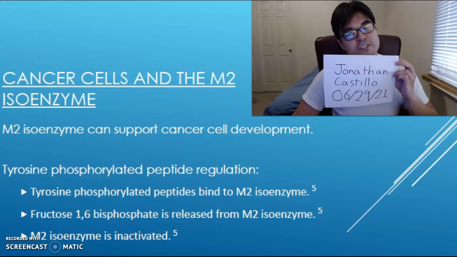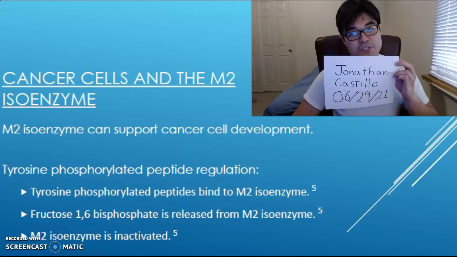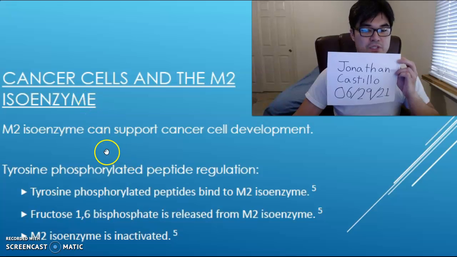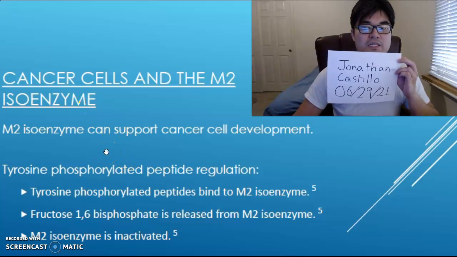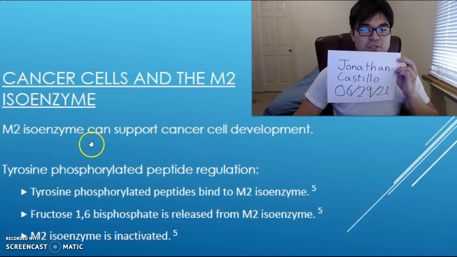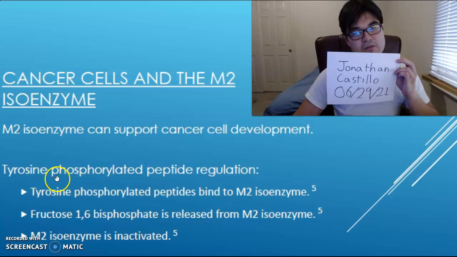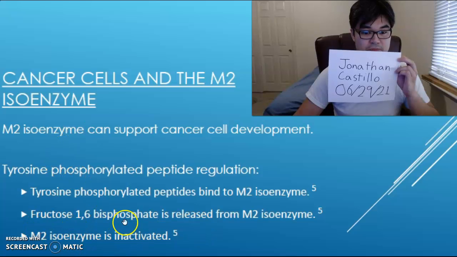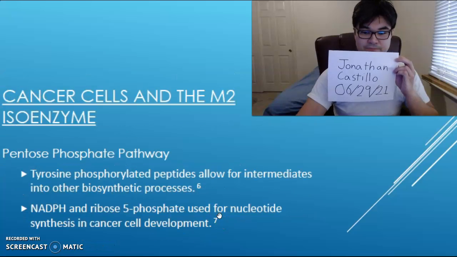Now, the preferential expression of pyruvic kinase type M2 over pyruvic kinase type M1 involved in cancer cells is mainly due to how the isoenzyme M2 can divert intermediates into another pathway that supports cancer cell development. The M2 isoenzyme is regulated by the binding of tyrosine phosphorylated peptide, which binds to the M2 isoenzyme, resulting in the release of fructose 1,6 bisphosphate and inactivation of the isoenzyme.